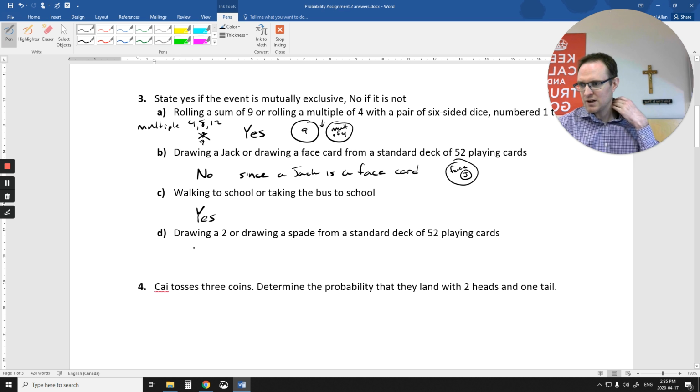Drawing a 2 or drawing a spade from a deck. Now, if I look at the Venn diagram of all the spades and the Venn diagram of all the 2s, there's a 2 in there. There's a 2 of spades. There's a little bit of overlap here. So there's a chance I could draw one or the other. So these are not mutually exclusive to each other.